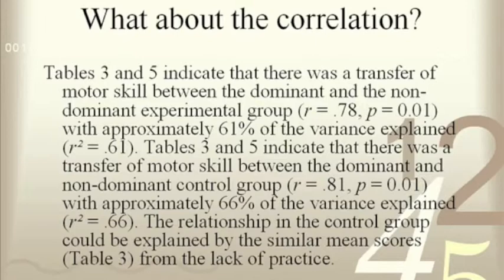The relationship in the control group could be explained by the similar mean scores from the lack of practice. They really didn't change. That's why the R scores were so close. So in the long run, yes, these groups of physical education students were able to transfer the motor skill between a dominant and a non-dominant hand. And practice did make a difference on this.